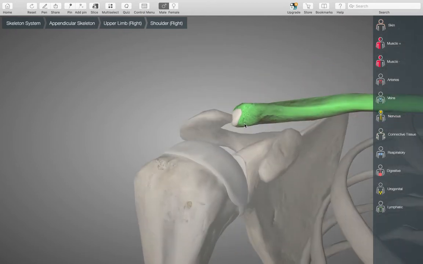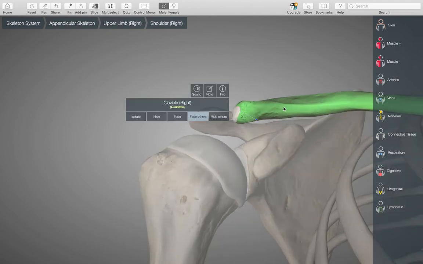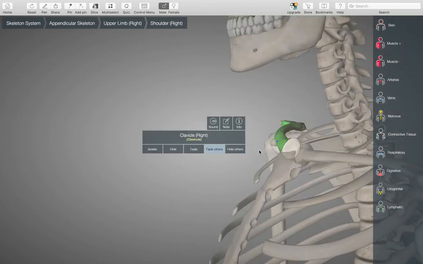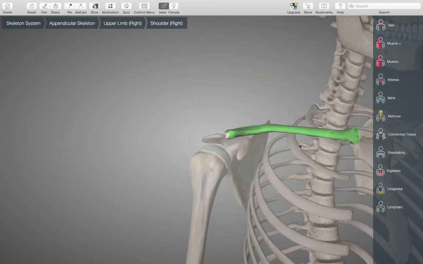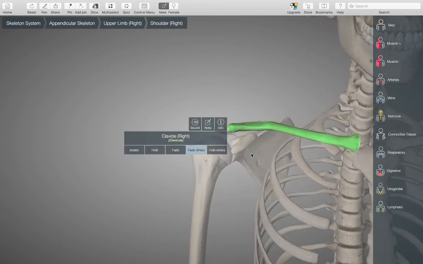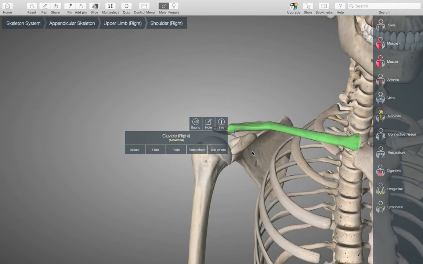The acromial end is much flatter, whereas the sternal end is much more roundish and girthy. So that's what I want you to know if the clavicle was laying on a table by itself. The next thing we want to talk about is the scapula.